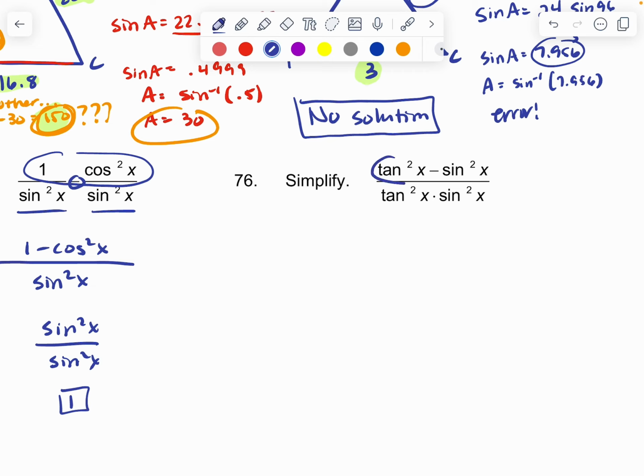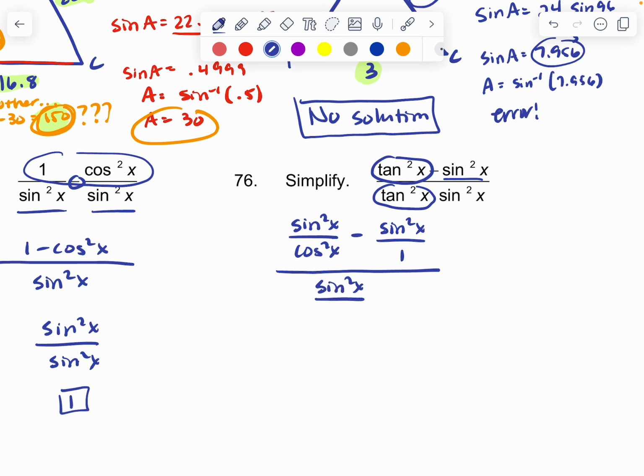So look, tangent squared is sine squared x over cosine squared x, right? And then I have minus this sine squared x here. I'm going to put that over 1 just to keep it looking a little bit nice. And this is all over, again, tangent squared, which is sine squared x over cosine squared x, and then it's being multiplied by sine squared x this time, sine squared x all over 1.